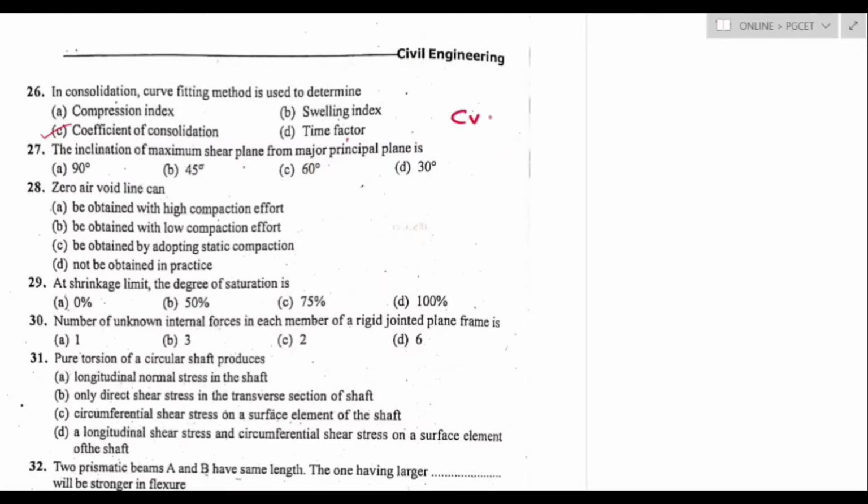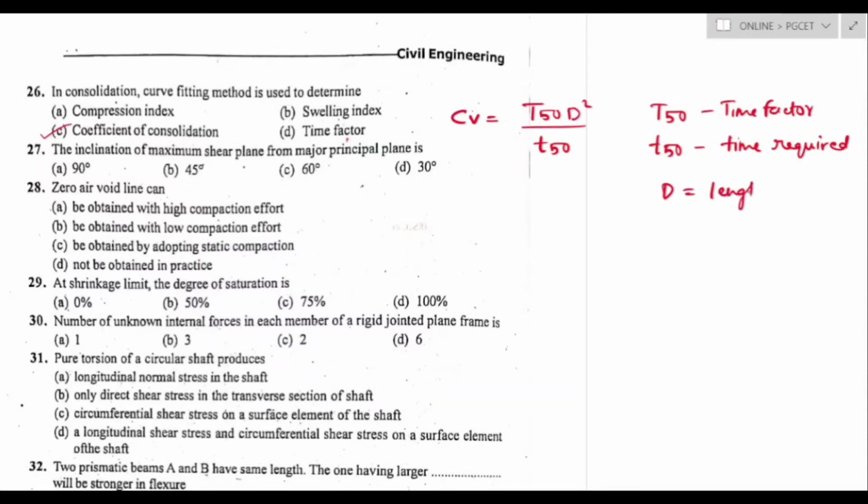Coefficient of consolidation is given by the formula Cv equals T50 d square by t50, where capital T50 is the time factor for 50% of consolidation. This is the time factor, and small t50 is the time required for 50% of consolidation. This is the required time, and d is the length of the drainage path.